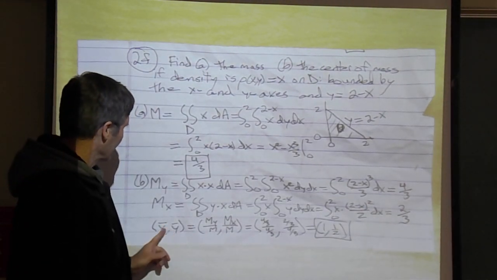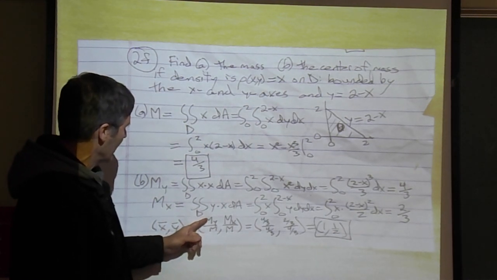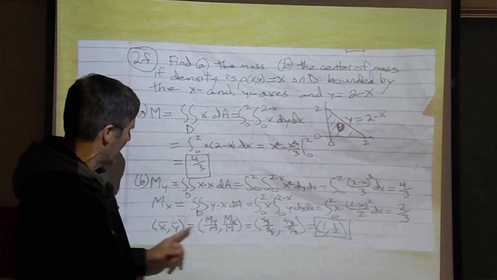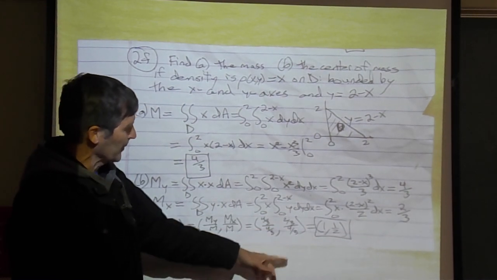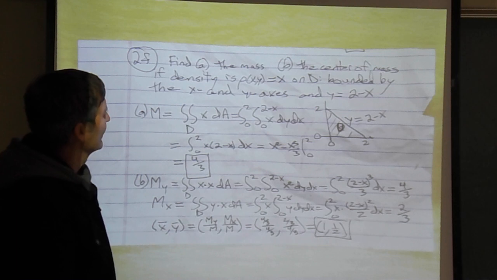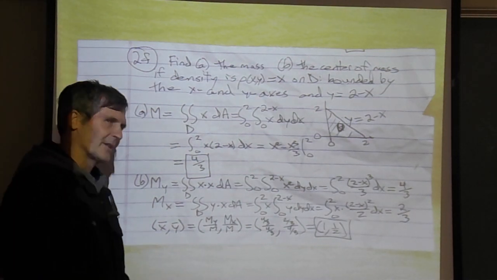Now the center of mass is x bar, x bar is My over m, y bar is Mx over m, which gives 4/3 over 4/3, and 2/3 over 4/3, giving the point (1, 1/2). If that was too fast, you get to rewind.